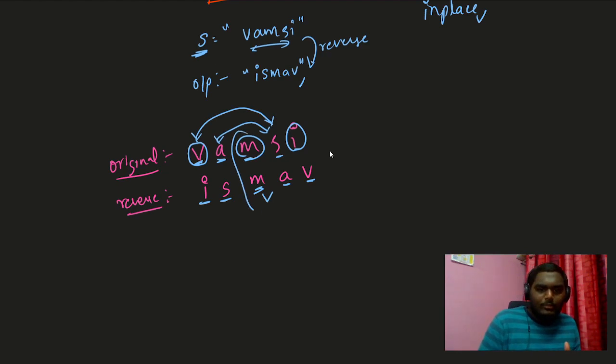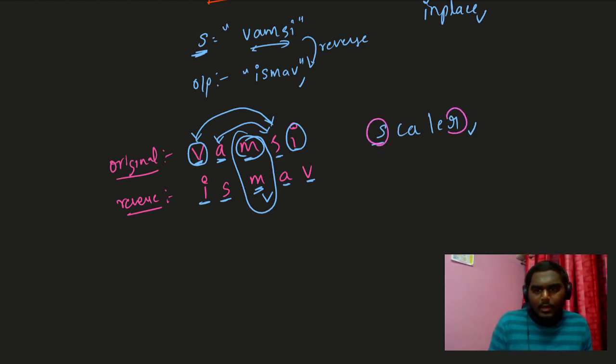So this is our odd length string, right? Let's suppose we take an even length string, let's say a scalar. This is our original string. If we reverse it, what we do is consider S and R. First we swap S and R. Then we swap C and E. Then we swap A and L, right? That's it. Our job is done.